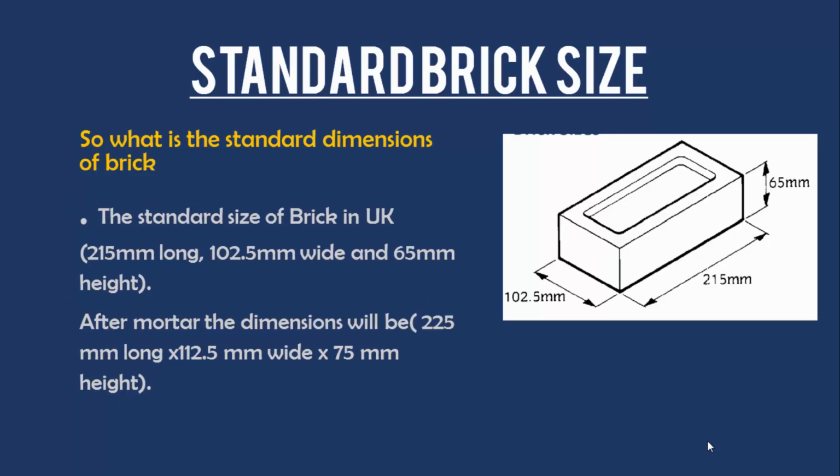Now let's talk about standard brick size. The standard size of a brick in the United Kingdom is 250 mm long, 102.5 mm wide and 65 mm high. After mortar, the dimensions will be 225 mm long, 112.5 mm wide and 75 mm high. So the mortar increased the size by 10 mm.